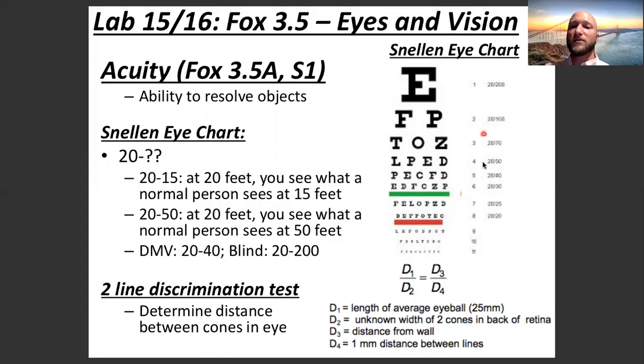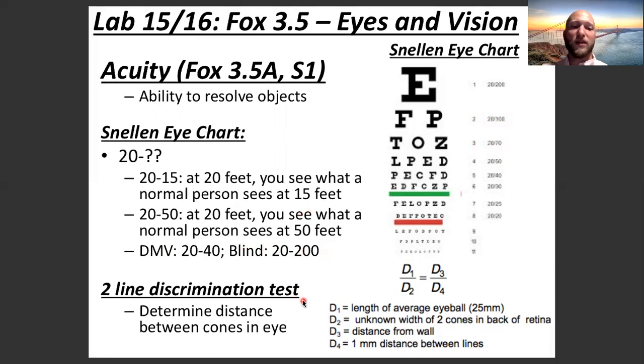Now it always starts at 20. So 20 something. At 20 feet, if you can only read line 2, you can read what the average person reads at 100 feet. At line 3, at 20 feet, you can read what the average person can read at 70 feet away, and so on. So DMV blind is 20/40, legally blind is 20/200.